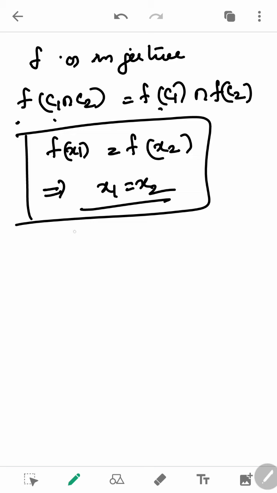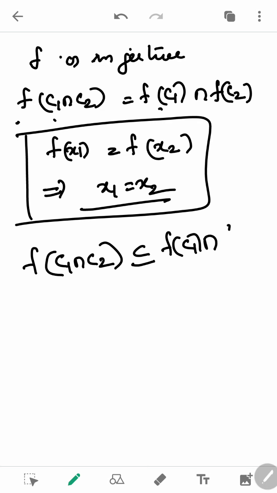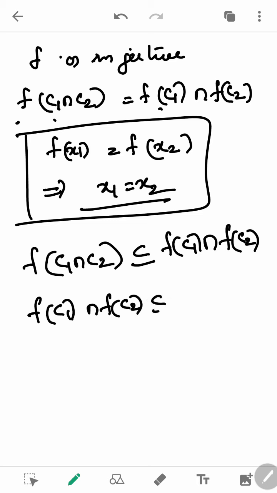In the last class we have proved that f of C1 intersection C2 is a subset of f of C1 intersection f of C2. We have to prove the reverse inclusion. That means f of C1 intersection f of C2 is a subset of f of C1 intersection C2. That means we have to take an element from here.